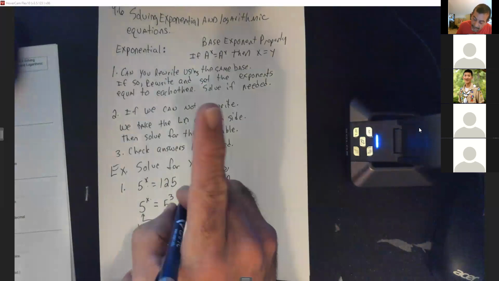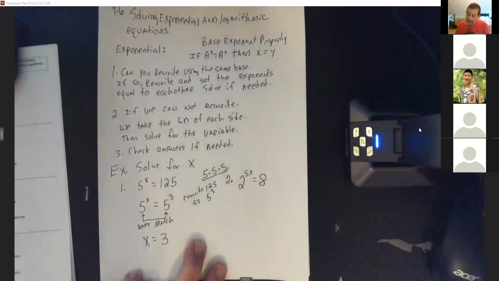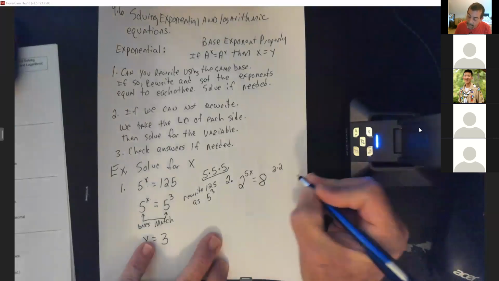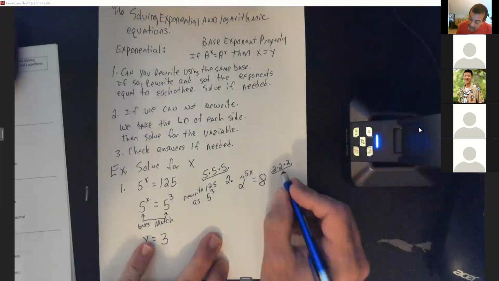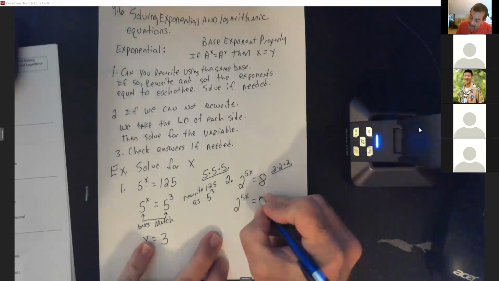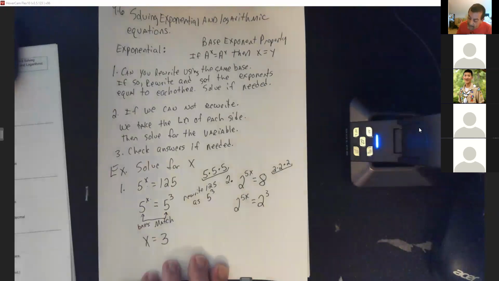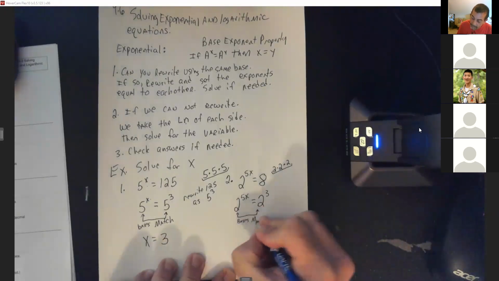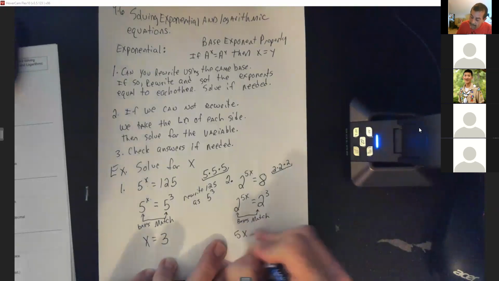We got 2 to the 5x equals 8. So let's see if I can rewrite 8 using a 2. So let's see, 2 times 2 is 4. 4 times 2 is 8. So since that equals 8, I'm going to rewrite the 8 using 2's. So bring down your 2 to the 5x. That's going to equal 8, which is now 2 to the third. So see what we got. We got the bases match. Which means I know that this 5x equals 3.